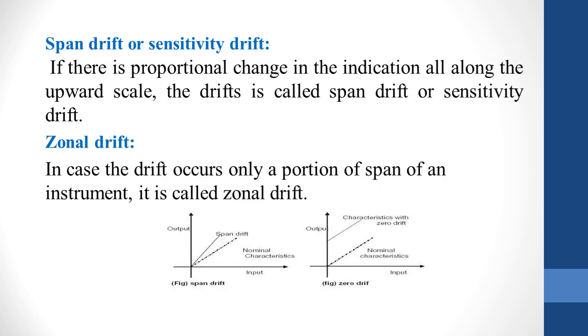Span drift or sensitivity drift. If there is proportional change in the indication all along the upward scale, the drift is called span drift or sensitivity drift. So it starts with 0 but does not follow the linear one. So it will follow a different path. So the first graph represents the span drift. Next one is zonal drift. In the case where drift occurs only in a portion of the span of an instrument, it is called zonal drift.